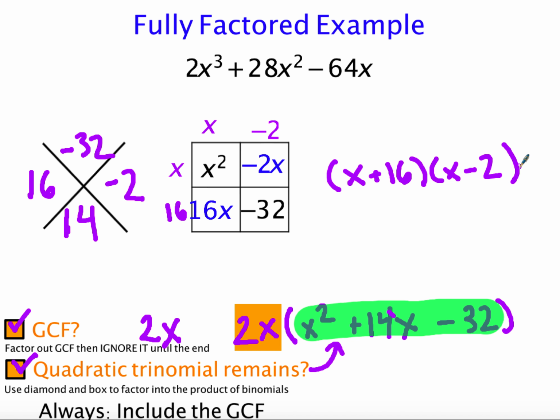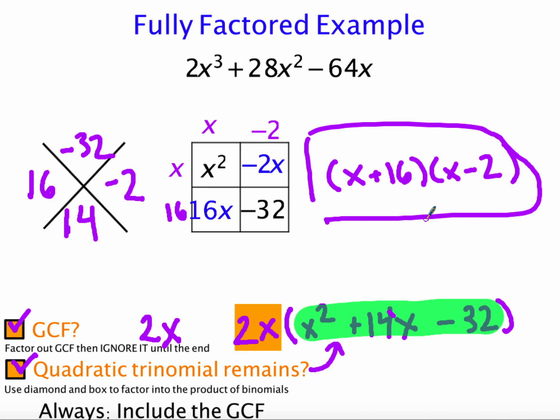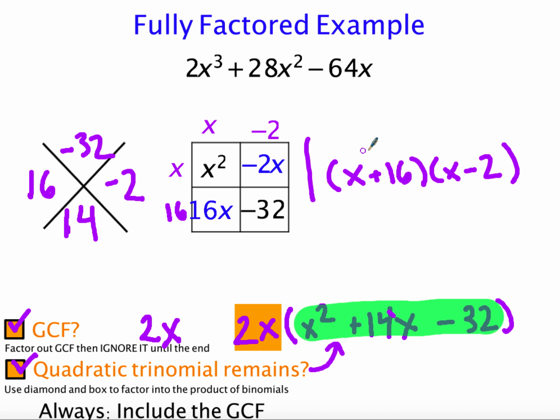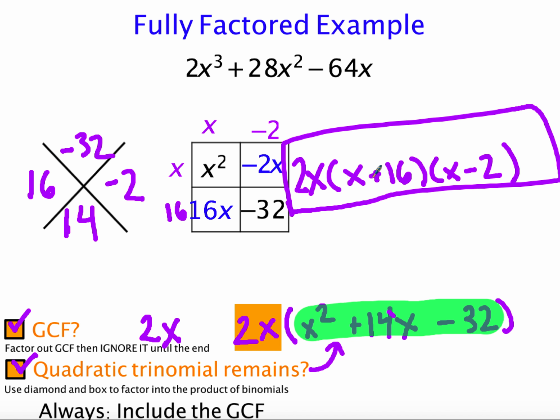Okay, so again, this is a huge partial credit situation. If I were to say, hey, I'm done, this is my final answer, x plus 16 times x minus 2, I would have for sure at least a -1 on my problem, because when we multiply this out, we're going to get x squared plus 16x minus 2x minus 32, which is x squared plus 14x minus 32. It is not 2x to the third plus 28x squared minus 64x. So in my final answer, I include my GCF of, not just x, of 2x. My final answer is 2x, the GCF, times the factored form of the trinomial. So 2x times x plus 16 times x minus 2.